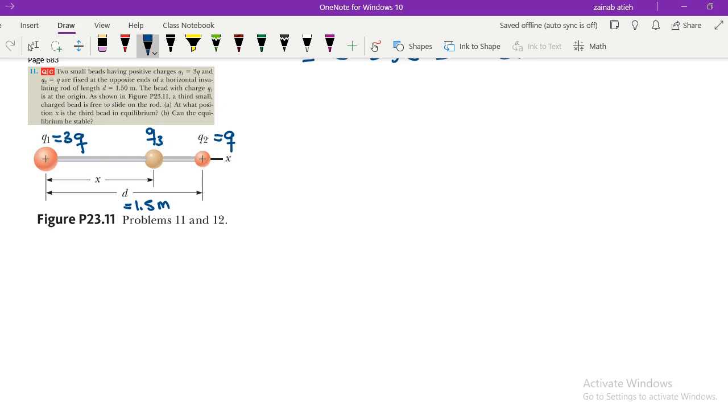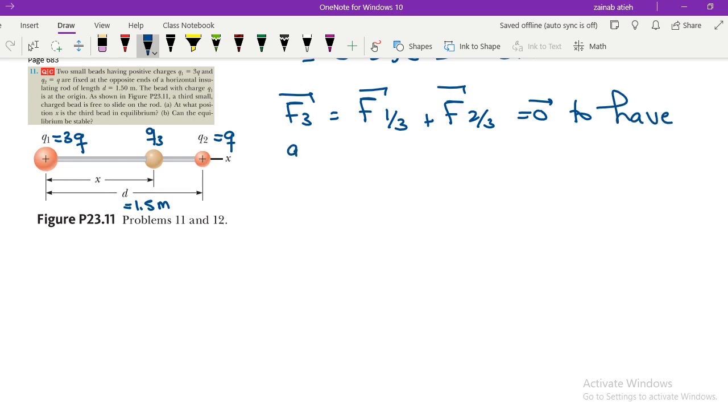What are the forces acting, or the sum of forces acting, on Q3? The one coming from Q1 and the one coming from Q2. So I find the total force acting on Q3, then I equate it to 0 and try to find the distance, which is x. So F3, the force acting on 3, which is equal to F1 on 3 plus F2 on 3, must be equal to 0 to have Q3 at equilibrium.